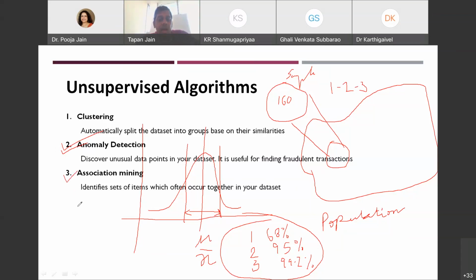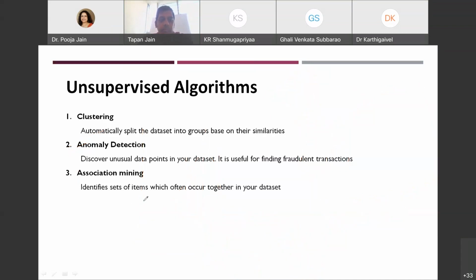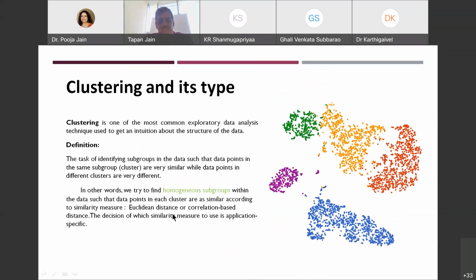Association mining means identifying sets of items, because we discover our own information and can form our own groups, and then we can compare those groups easily. So it is also useful for association mining. Based on that, we can suggest the set. Now let's go to clusters.